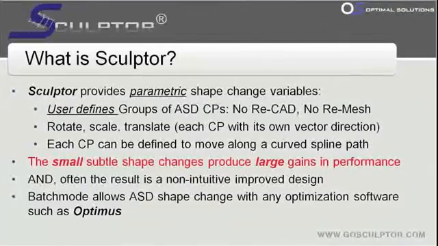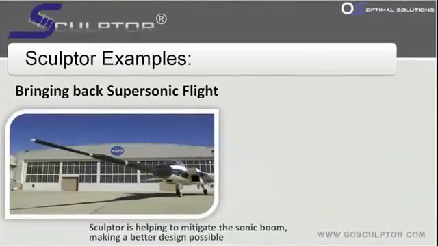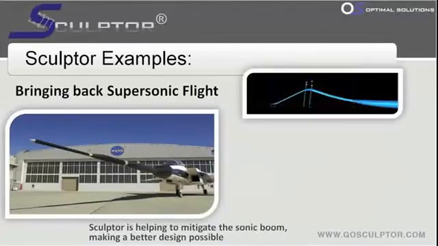We have found that it's almost always the small, subtle shape changes that help provide the big gains in their physics-based performance. Often the result is a non-intuitive, improved design. We also offer batch mode so that our morphing capabilities can be included in optimization algorithms such as Optimus. A few examples.